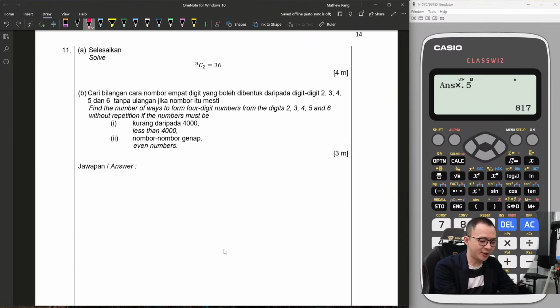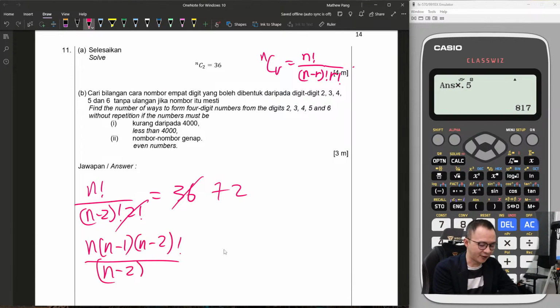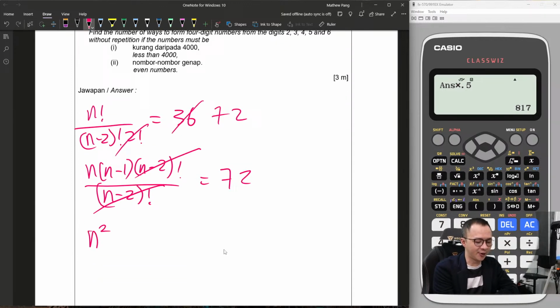Okay, next one. This one is basically the nCr formula. So n factorial over (n minus r) factorial, r factorial. Okay, so use this formula. This is n factorial over (n minus 2) factorial, 2 factorial, equals 36. 2 factorial is 2, so multiply 2 here, it is 72. n factorial will be n times (n minus 1) times (n minus 2) factorial over (n minus 2) factorial equals 72. Cancel, cancel. It's a quadratic equation. n squared minus n minus 72 equals 0.